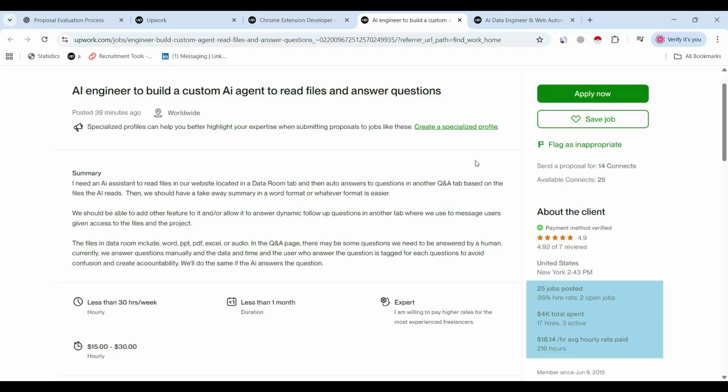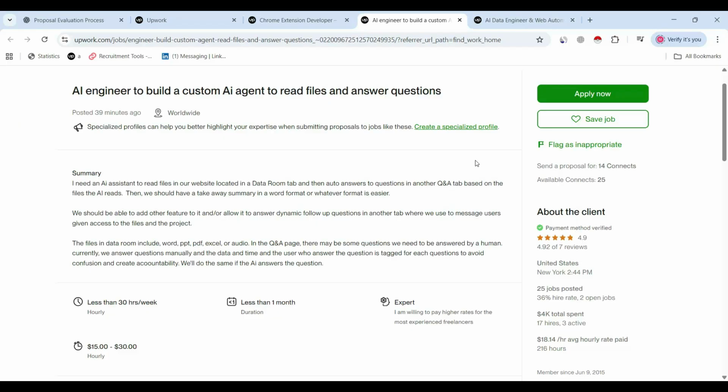Right now, 2 jobs are open, and the client has spent around $4,000 in total. So far, he has hired 17 freelancers with 3 currently active, and his average hourly paying rate is around $18.14. On average, freelancers have spent around 216 hours working with this client.